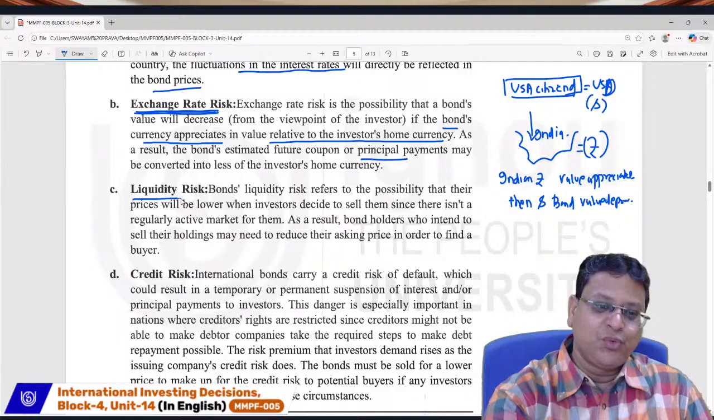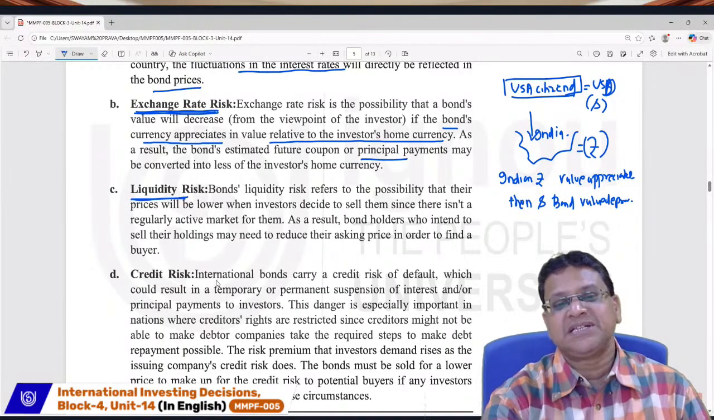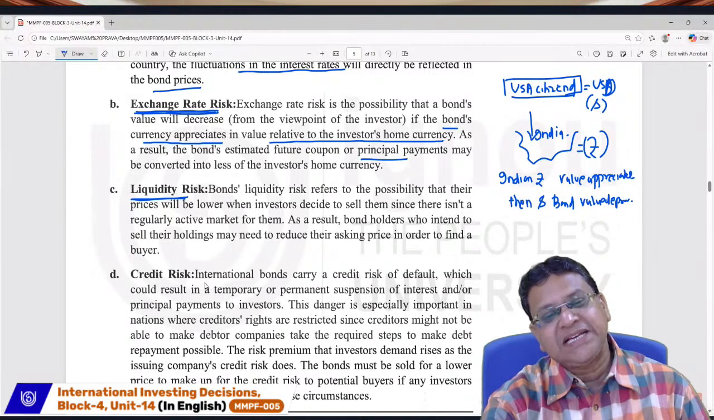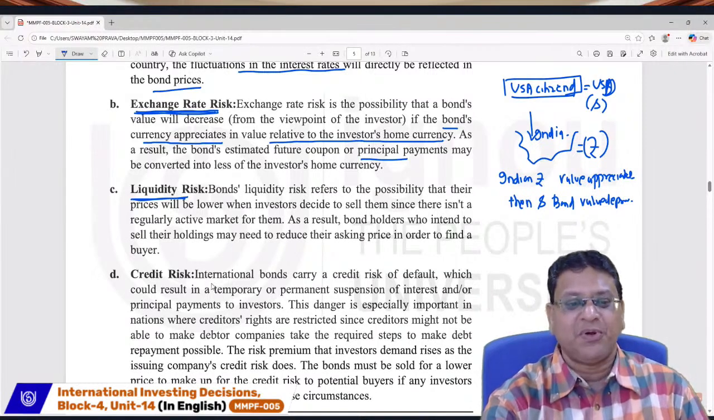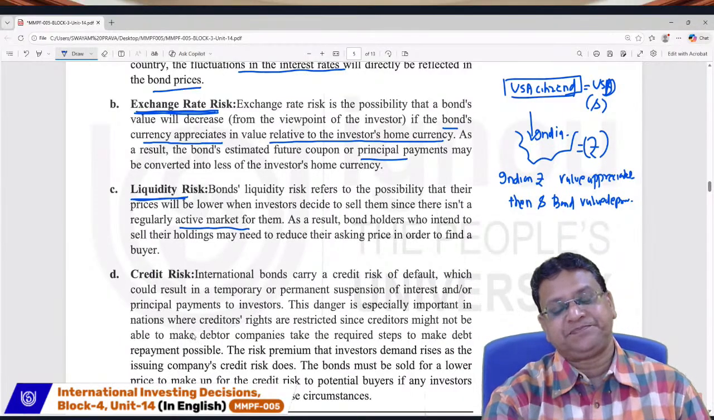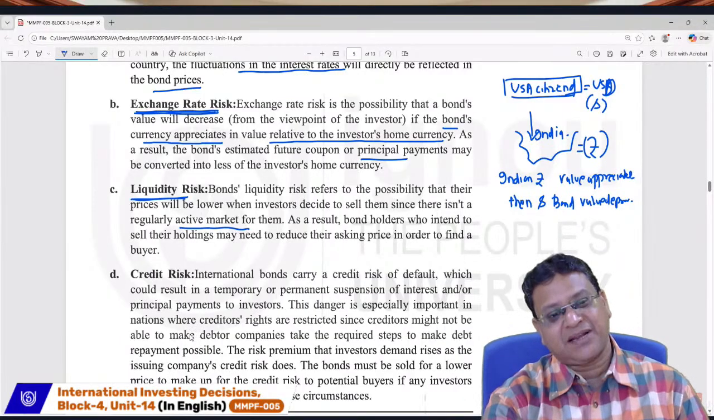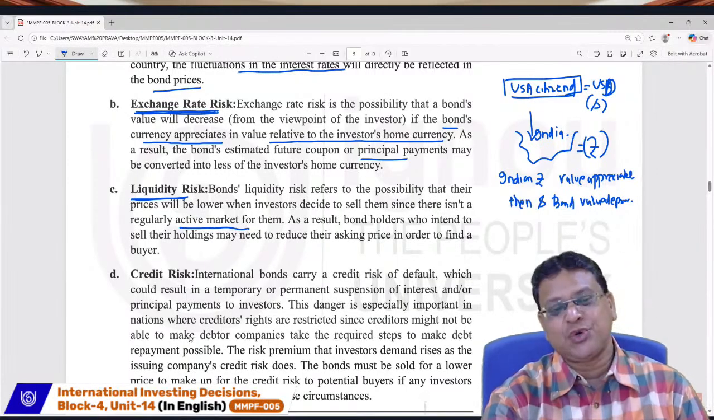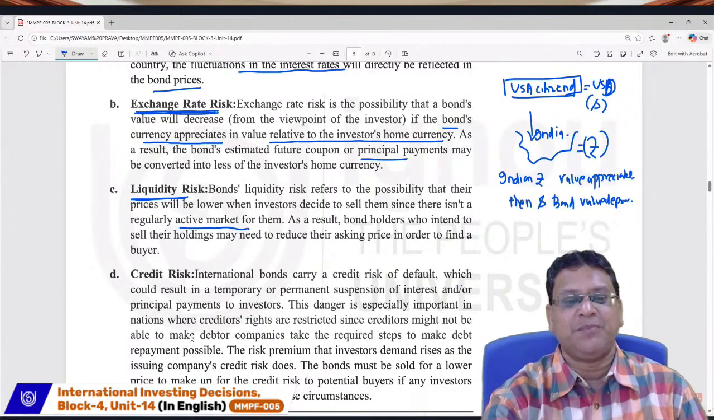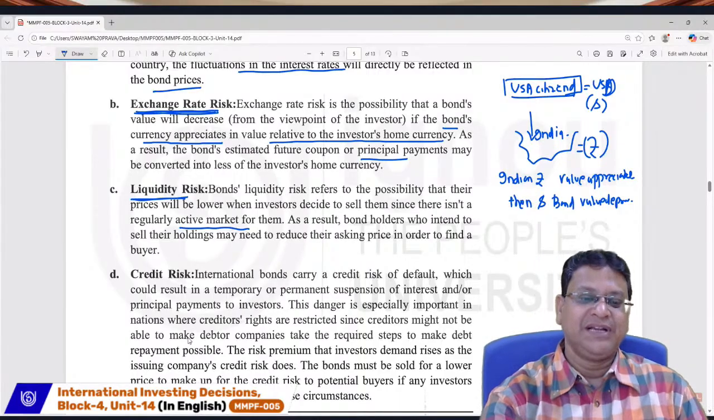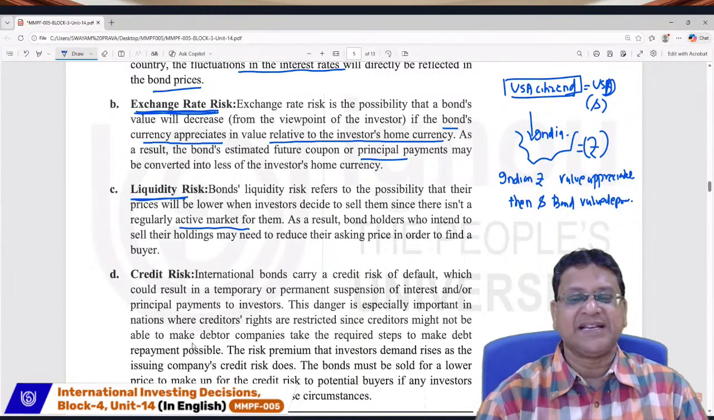Next risk is liquidity risk. Liquidity means convertibility into cash. The liquidity risk of a bond depends upon an active secondary market. If there is an active secondary market for a bond, the liquidity risk is less. If there is no such active secondary market for the bond, there is huge amount of liquidity risk associated with the bond. Next risk is credit risk.